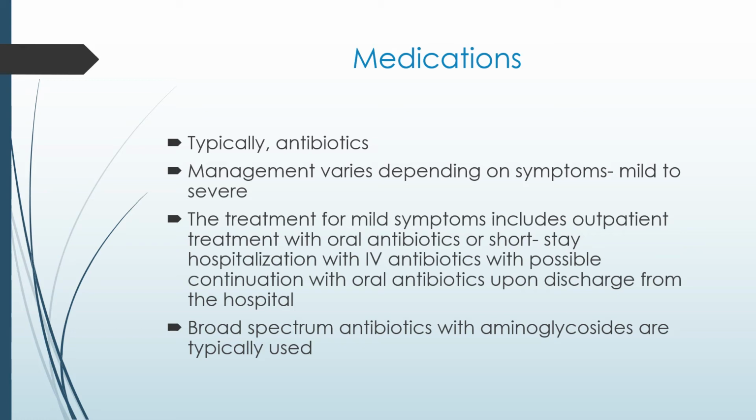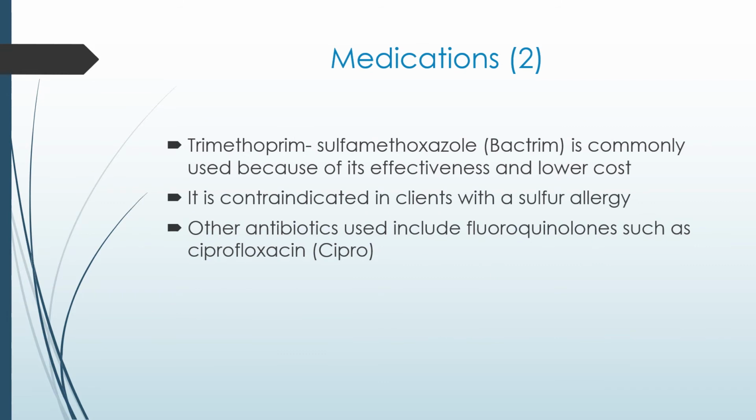to continue their fluids. Broad spectrum antibiotics with aminoglycosides are typically used because we want to try to encompass everything, all bacteria. Bactrim is the most commonly used because of its effectiveness and because of the cost. It is a low-cost antibiotic, and it is very effective with pyelonephritis. It is contraindicated with clients with a sulfa allergy because it is a sulfur drug.